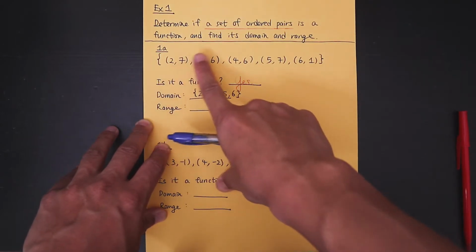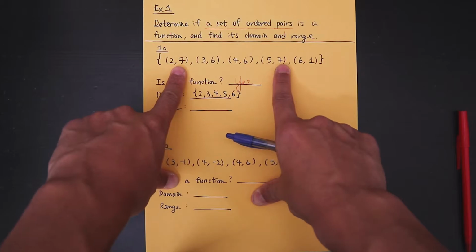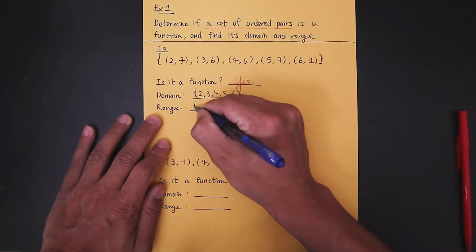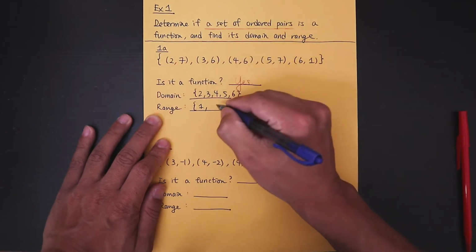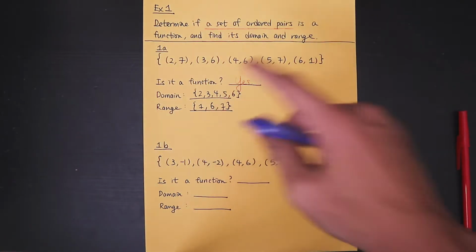And in the range, I see 7, 6, 7, and 1. Now, if you see 7 twice, you don't have to write it twice. And you're going to write in numerical order. So the smallest y value I see out of these 5 ordered pairs is 1. Then the next smaller one is 6. And the next smaller one is 7. And your range has these 3 unique outputs.